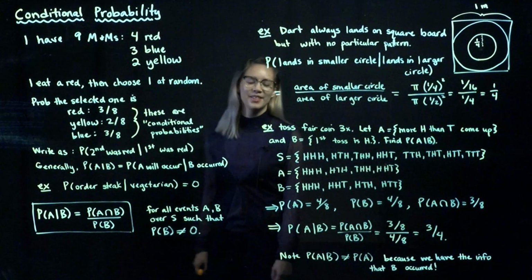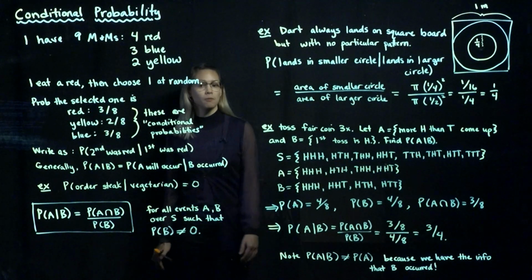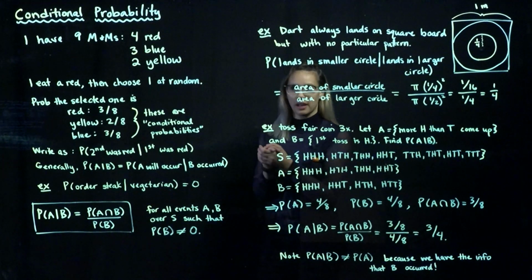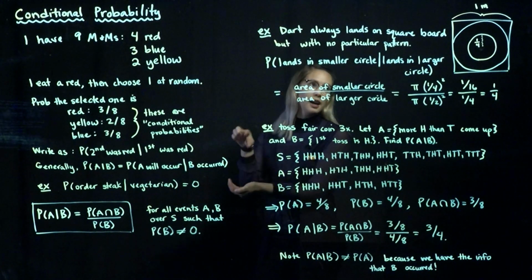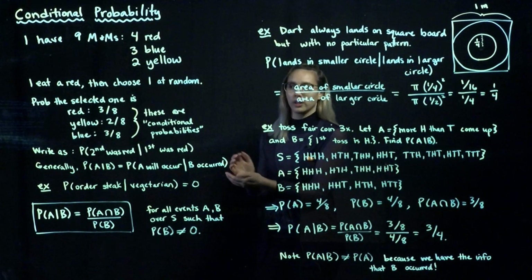Hello. In this video, we'll be discussing conditional probability. So to help motivate this, imagine that I have 9 M&Ms in my hand. I'll have 4 red, 3 blue, and 2 yellow. So imagine that I look at my handful of M&Ms, take out a red one, eat it, then shake up the rest of the M&Ms and pull one at random from the remaining M&Ms without looking.